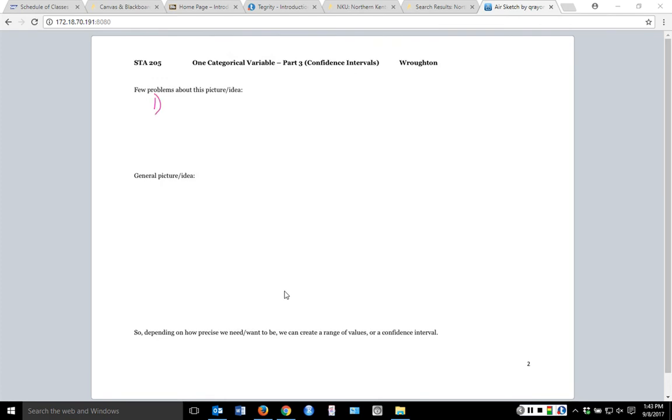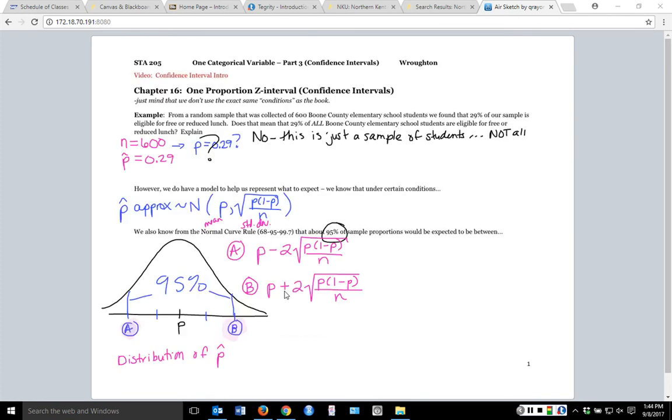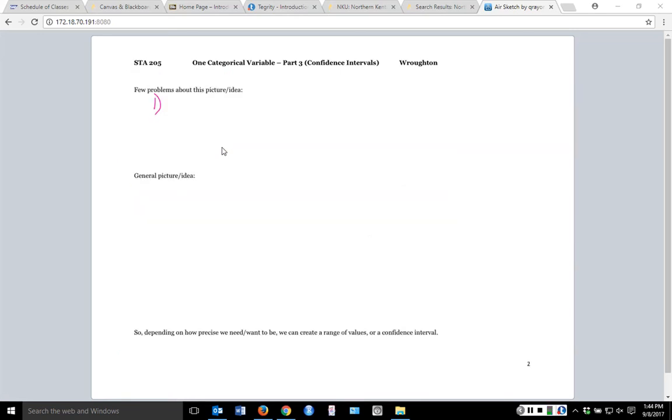Let's actually go back up to our example to understand. I collected my data on 600 Boone County elementary school students and found 29% of them were eligible for free or reduced lunch. I decided that p, I don't know for sure, it could be 29%, but it might not be. What is p? Do we know what percent of all Boone County elementary school students are eligible for free or reduced lunch? Nope, that's our biggest problem. We actually don't know what p is.